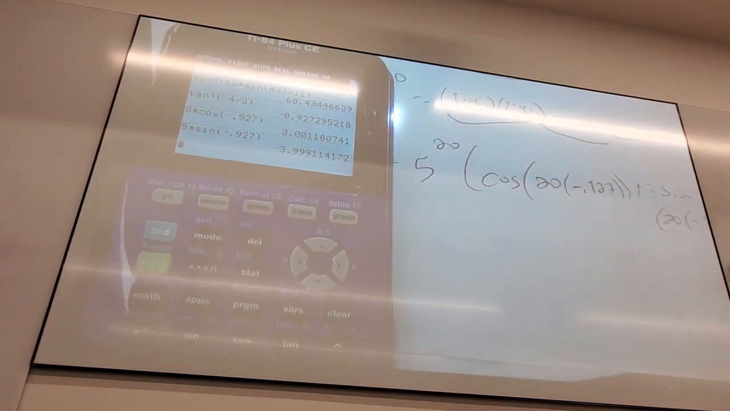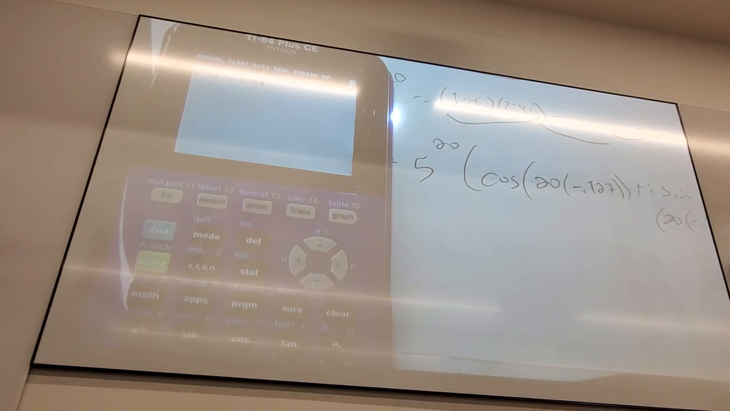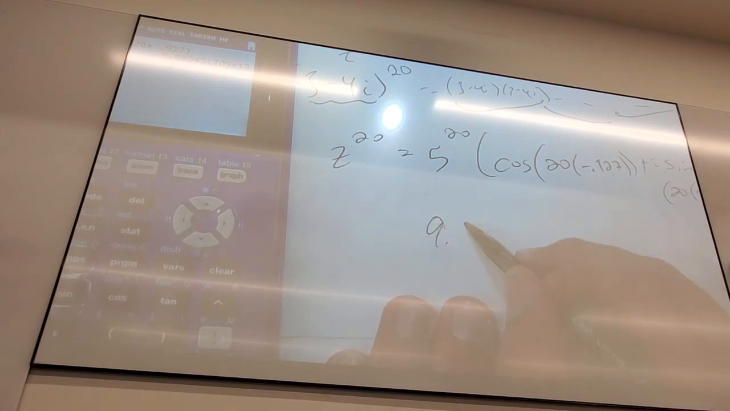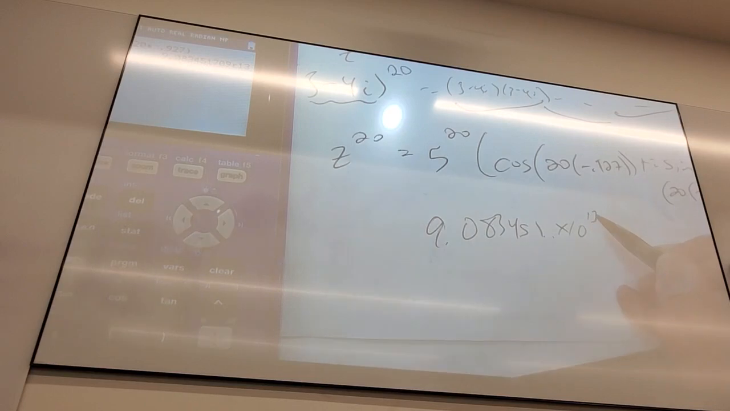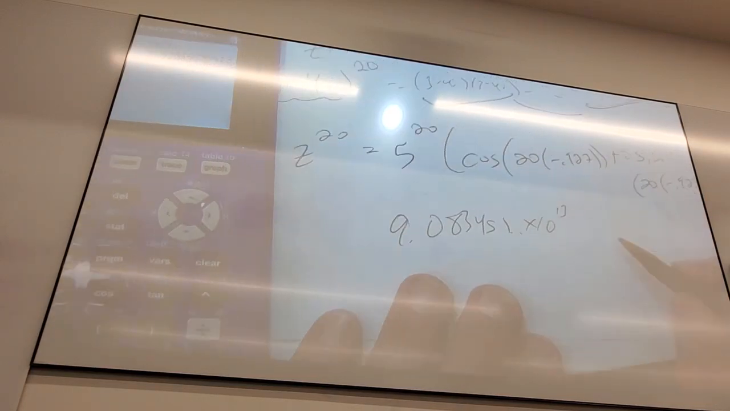This gets a little crazy, but that's all right. So I'm going to do 5 to the 20th times cosine of 20 times negative 0.927. This is going to be something silly big, but that's okay. Everybody's going to be all right. All right, so I get 9.08345 and so on, times 10 to the 13th. Is that cool? That's what that means, times 10 to the 13th. So I got the real part.